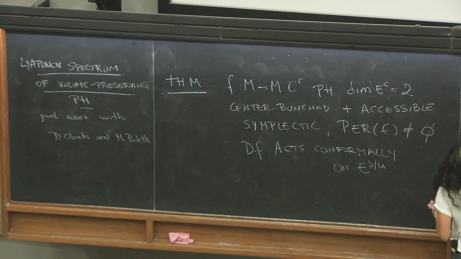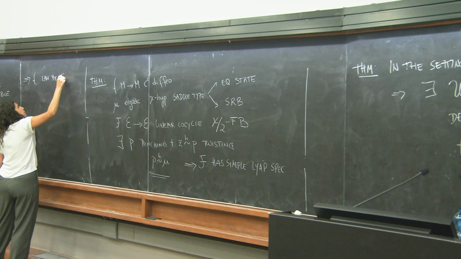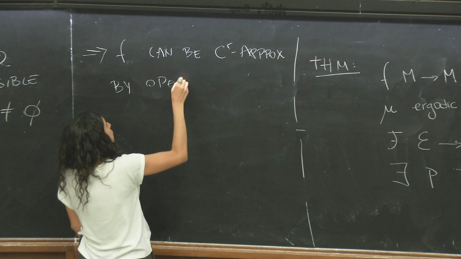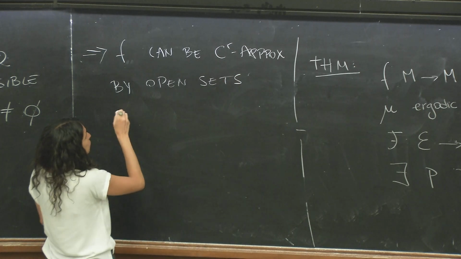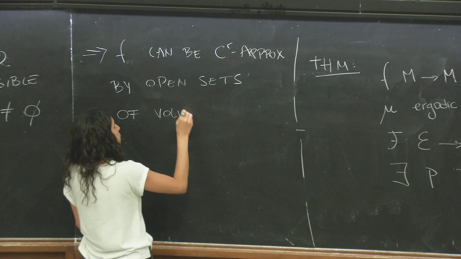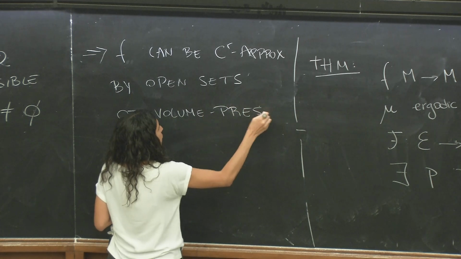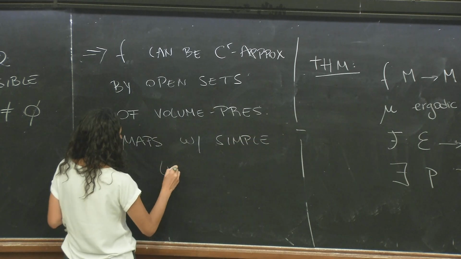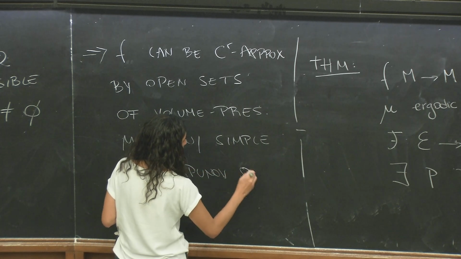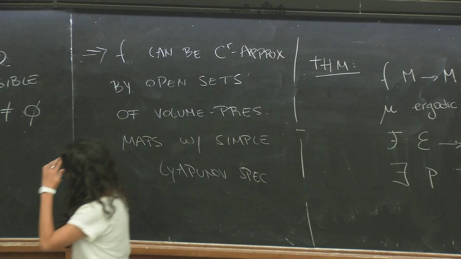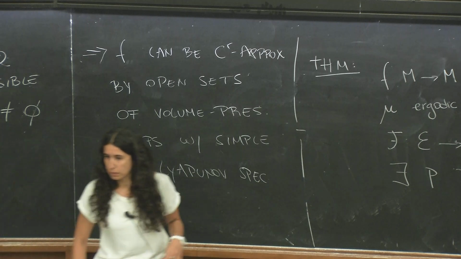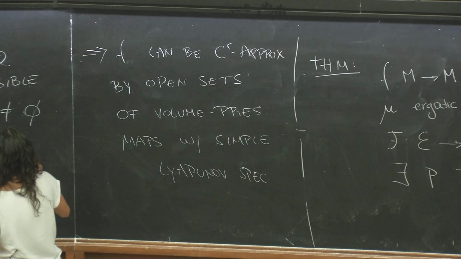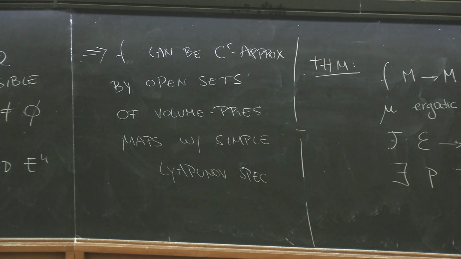Then F can be C^r approximated by open sets with simple Lyapunov spectrum, open sets of volume preserving maps with simple Lyapunov spectrum, in each one of them. I'm going to explain where I'm using this, okay?